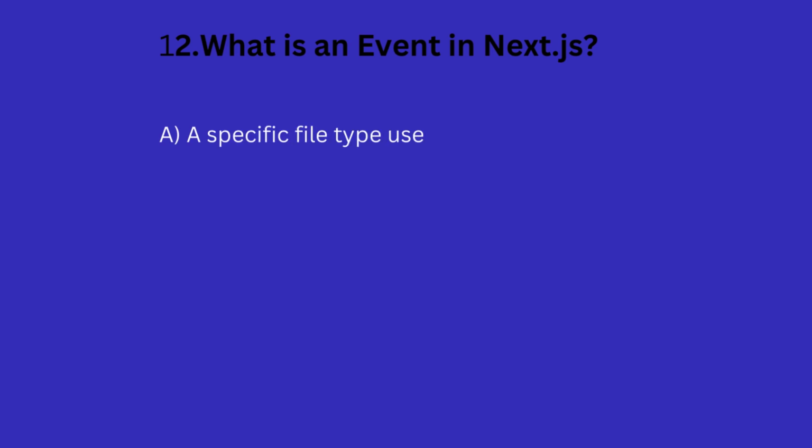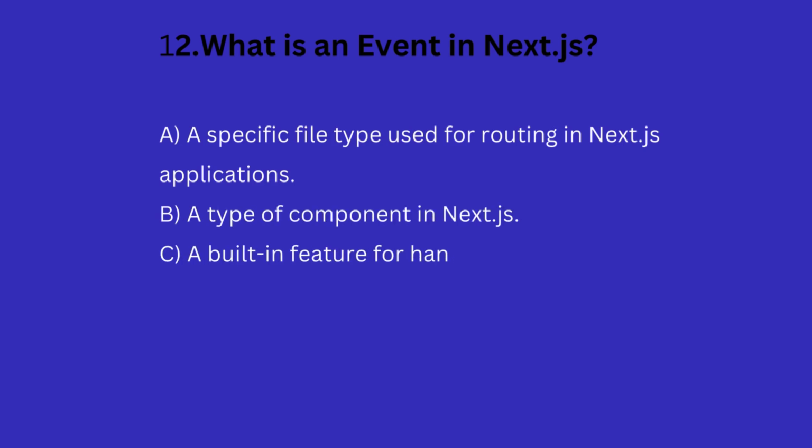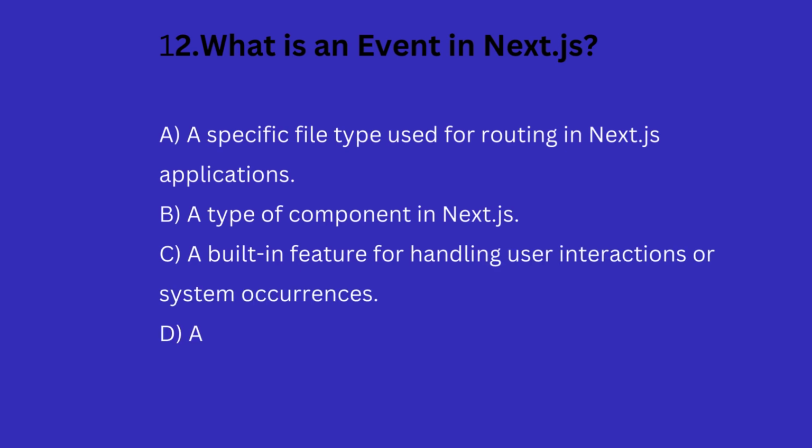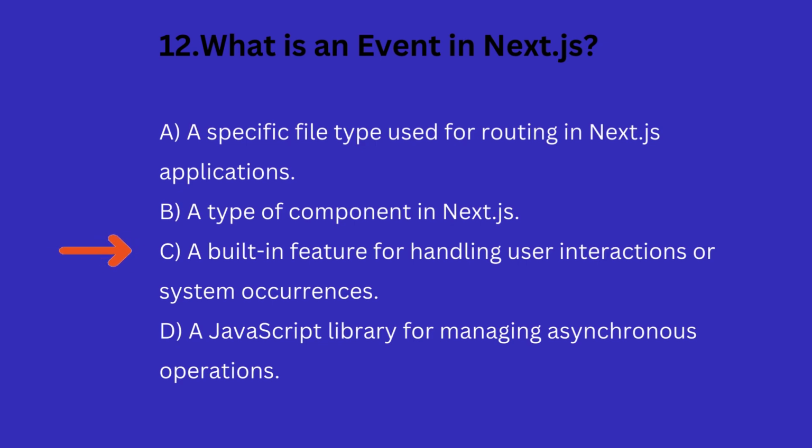12. What is an event in Next.js? A. A specific file type used for routing in Next.js applications. B. A type of component in Next.js. C. A built-in feature for handling user interactions or system occurrences. D. A JavaScript library for managing asynchronous operations. Correct answer is option C.